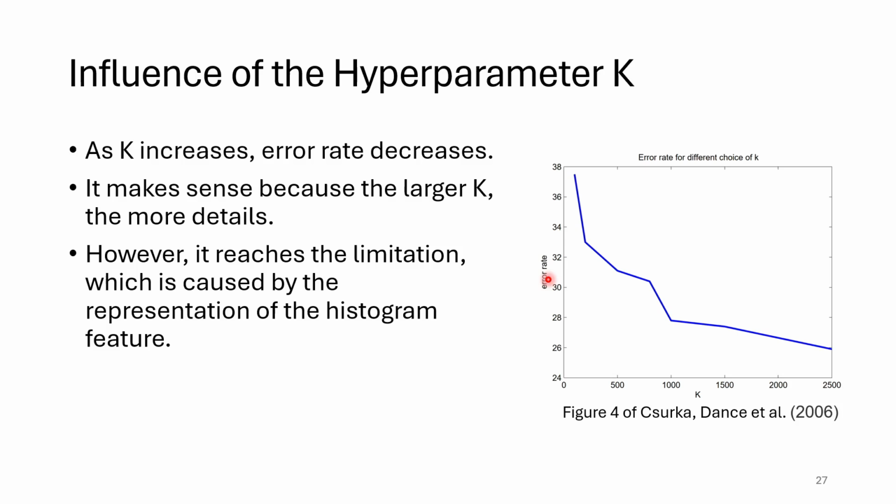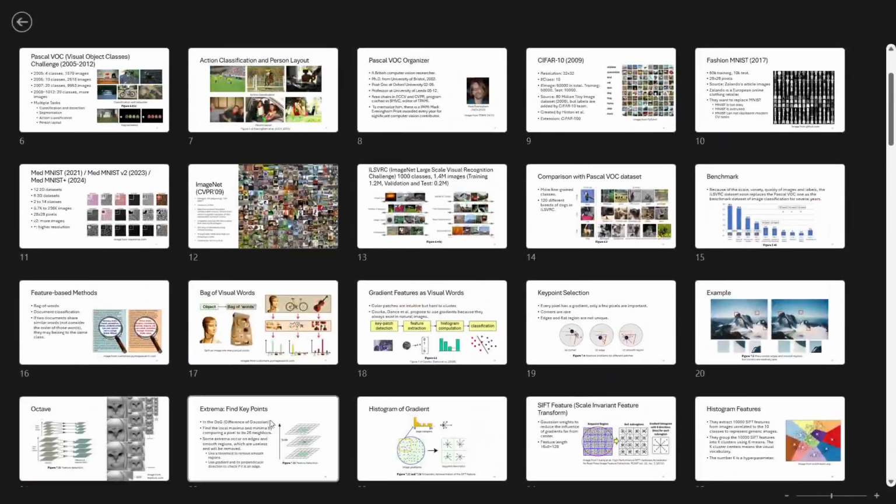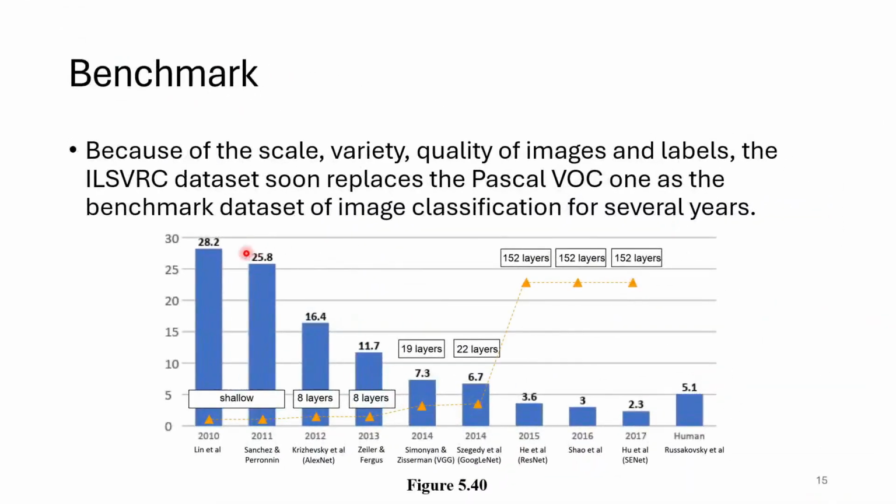But however, you can see the error rate almost converged around 26 percent. It cannot be further reduced. So here, as you can see, the 26. Let's go back to the performance chart. You see, 26 is very similar to the 28 or 25. So that's the limit of the bag of words algorithm.